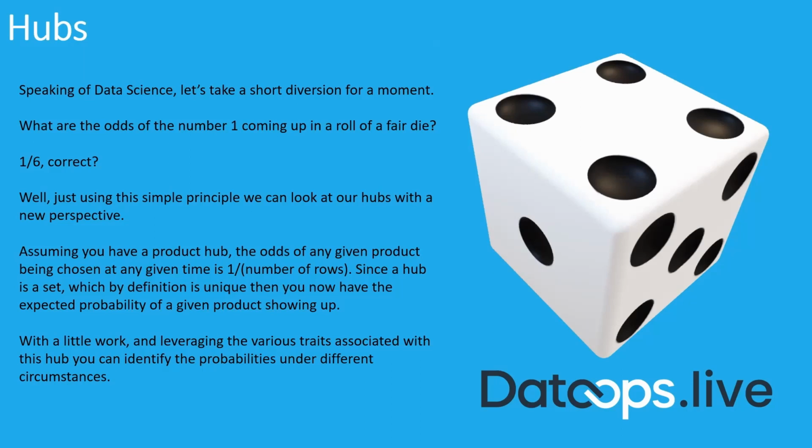Now, using some interesting things like where clauses and such to narrow down the domain of what you're looking at, that's going to change the number of rows in your denominator. So it's going to change the expected probability of certain products showing up based off of perhaps even the demographics of a customer or time of day or any of those other kinds of things.